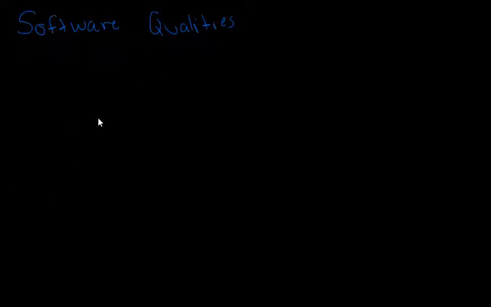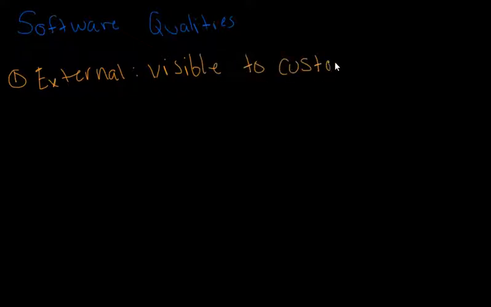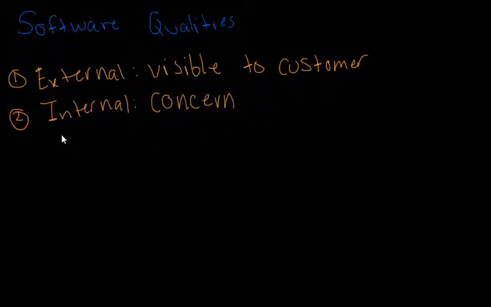Now, there are two different qualities when you're talking about software. First, we have our external qualities. What external qualities are, they're pretty much just qualities that are visible to the customer or the end user. And then next we have internal qualities. If external qualities concern the customer, we can intuitively figure out that internal qualities concern developers.